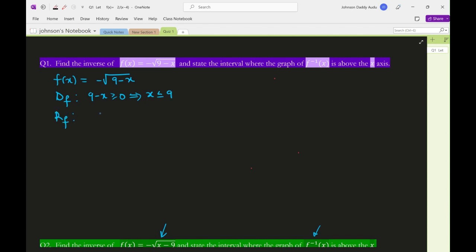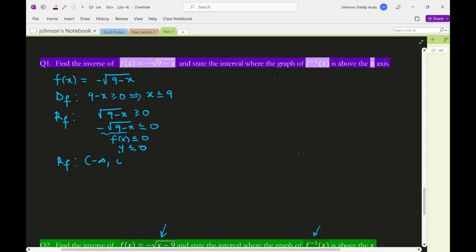And the range of this function, since this is an even root, is going to be non-negative. And if you multiply by minus both sides, this will be less than or equal to 0. And what is this? This is our f of x, which is less than or equal to 0, like saying y is less than or equal to 0. So the range is simply from minus infinity to 0 closed.